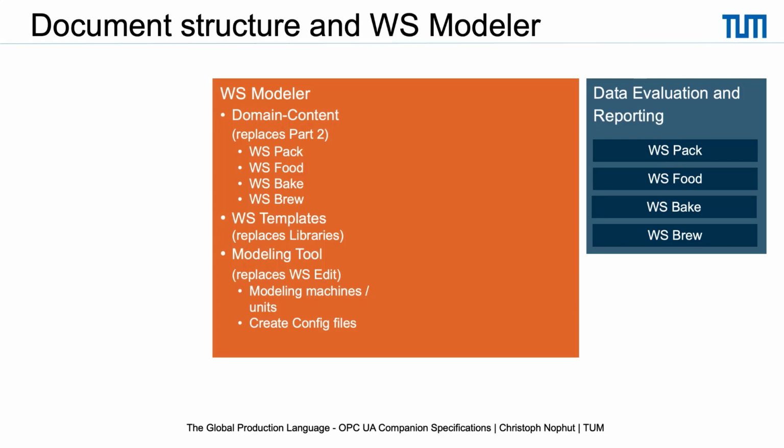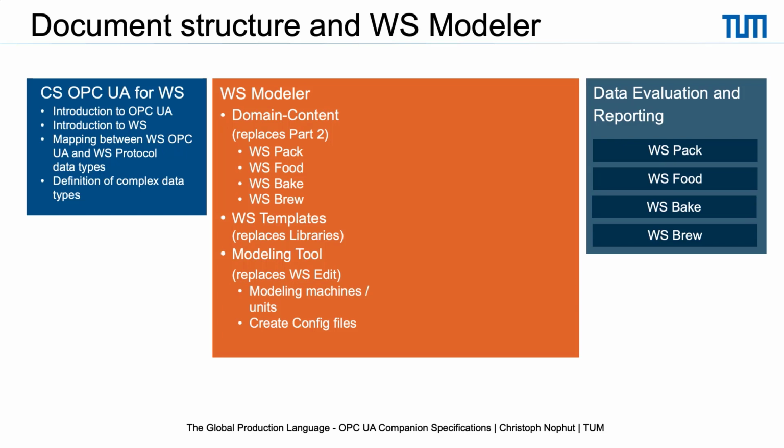The modeler also contains the WS templates, which are replacing the libraries, and the templates describing the permutation table, which data points belong to which machine class. And as the name says, the WS modeler is also a modeling tool, so you can create your own information model for a machine and create configuration files for your servers.